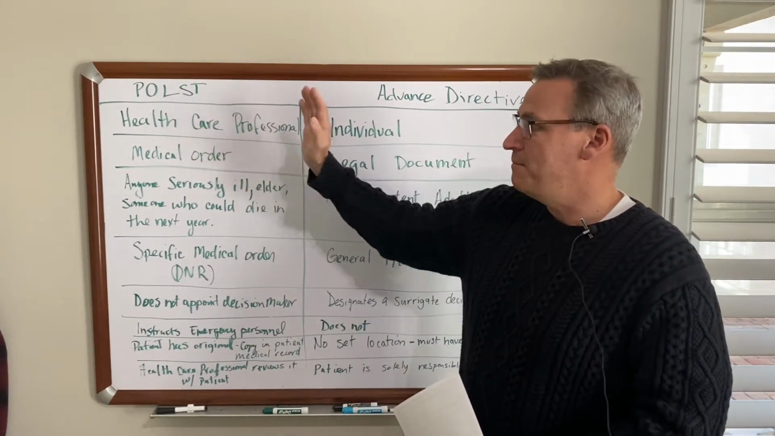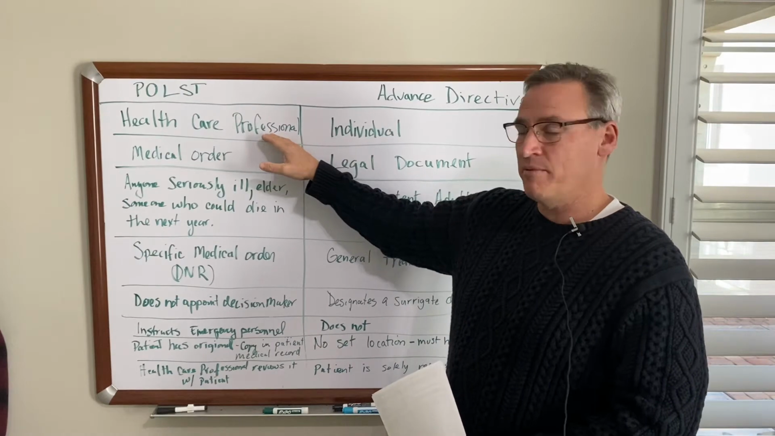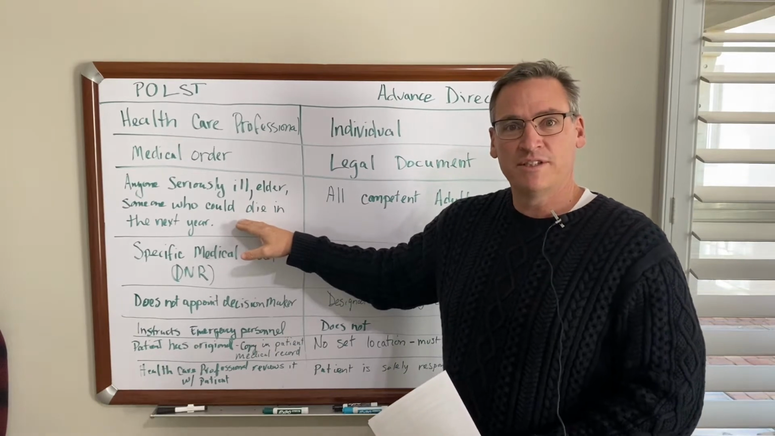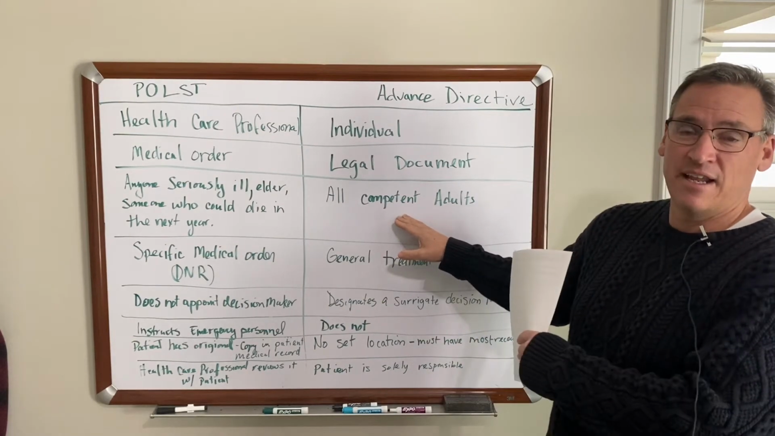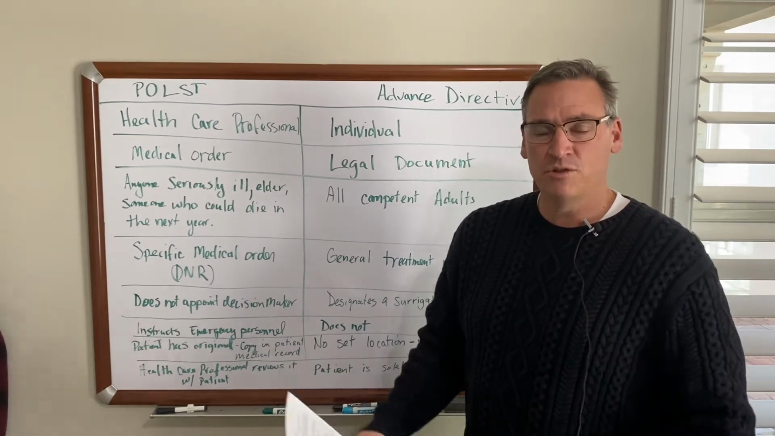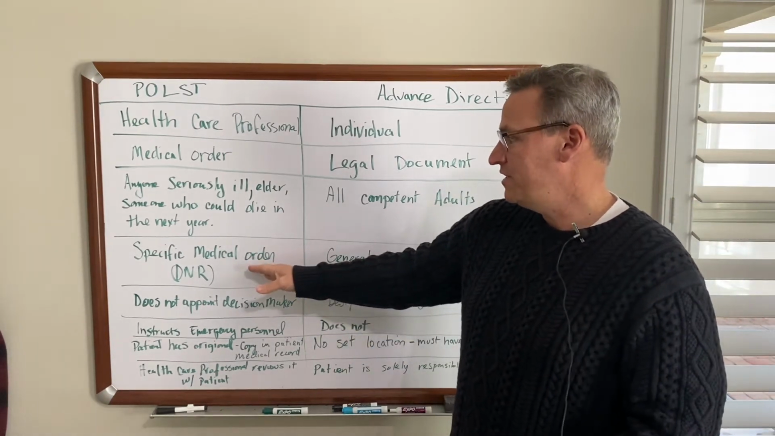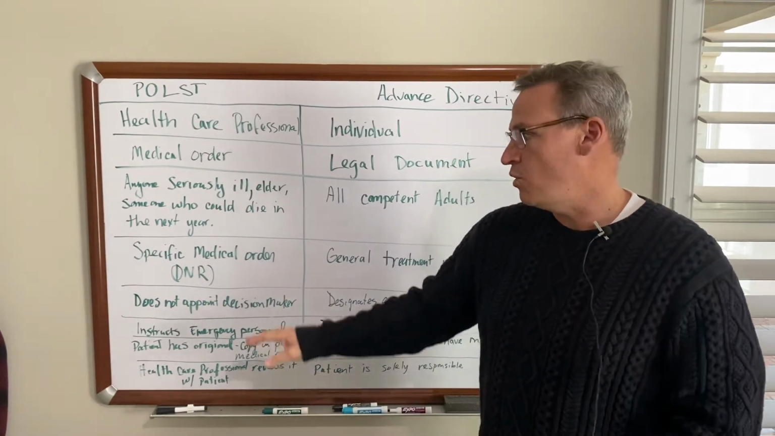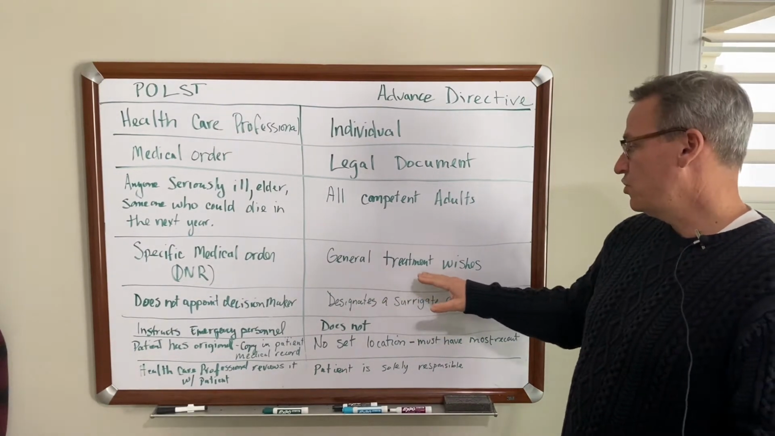Okay, so the POLST is medical, the Advanced Directive is legal, right? This is driven by the healthcare professional. This is driven by the individual. This is really geared towards anybody who's ill or elderly. This is an Advanced Directive, something that every one of us can do, especially if we're parents. You know, we want to do this, this is just being a responsible adult. A POLST is a specific medical order. So, for example, the do not resuscitate order would be on there. And then an Advanced Directive is more of a general treatment wishes.